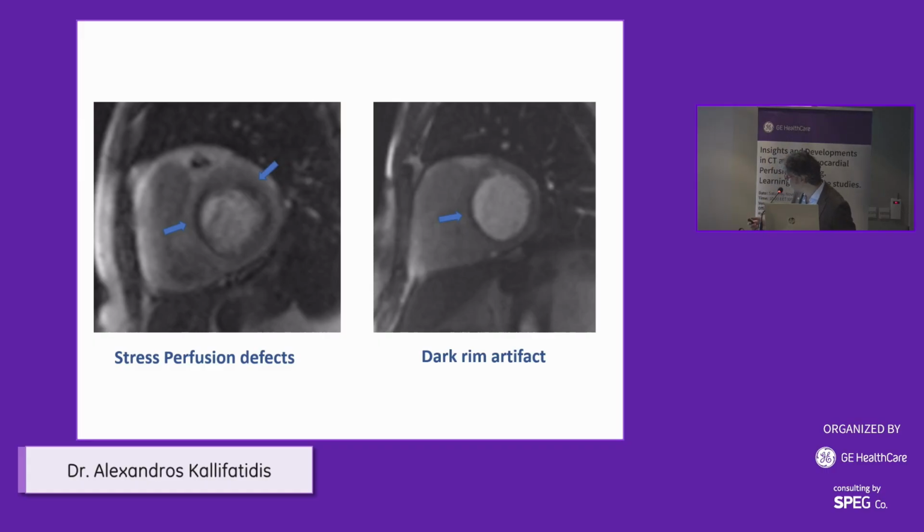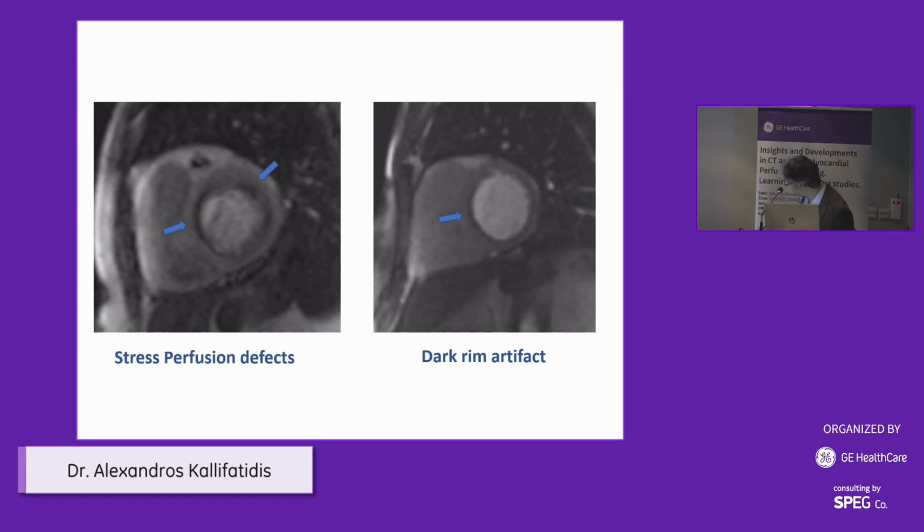Of course, it is very important to recognize what is abnormal and what is artifact, and Gorka mentioned before in his presentation the dark rim artifact that we have to be aware of, and actually it is a partial volume effect, and the Gibbs artifact is not a true finding.